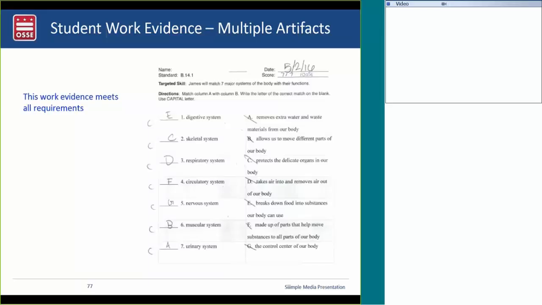So of eight pieces of evidence that were submitted, I can score five. I cannot score those first three because there was no targeted skill.